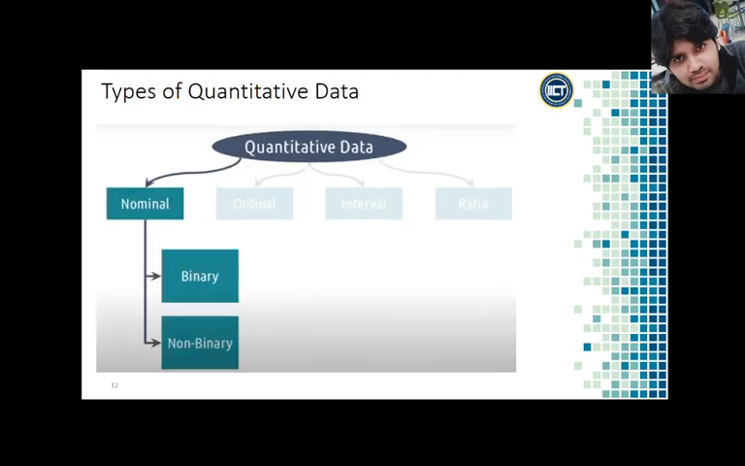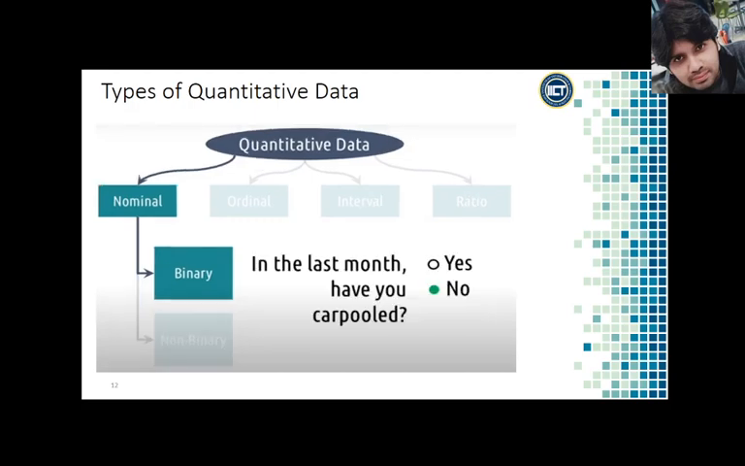With nominal data, we can also have binary and non-binary data. This distinction is a little bit more straightforward. The example we have already shown is non-binary. There's more than two different options. Binary nominal data has only two categories. This might seem like a silly distinction, but it's actually important because the types of statistical tests we do with binary data are a little bit different from the types of statistical tests we do with non-binary data.